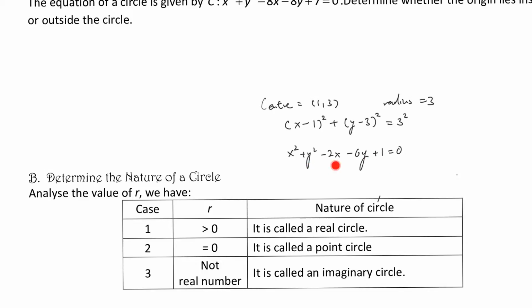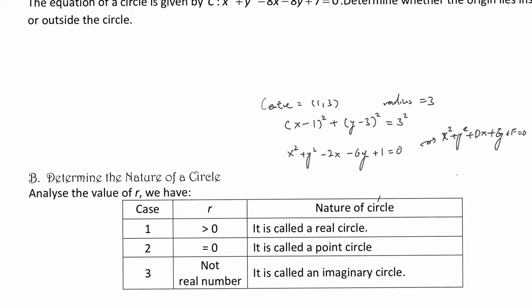If we know the general form, we can also find the coordinates of the center and the radius. I know the general form must be in the form of x squared plus y squared plus dx plus ey plus f is equal to 0. In this case, d is equal to -2, e is equal to -6, and f is equal to +1. Remember, f includes the sign of the constant term.